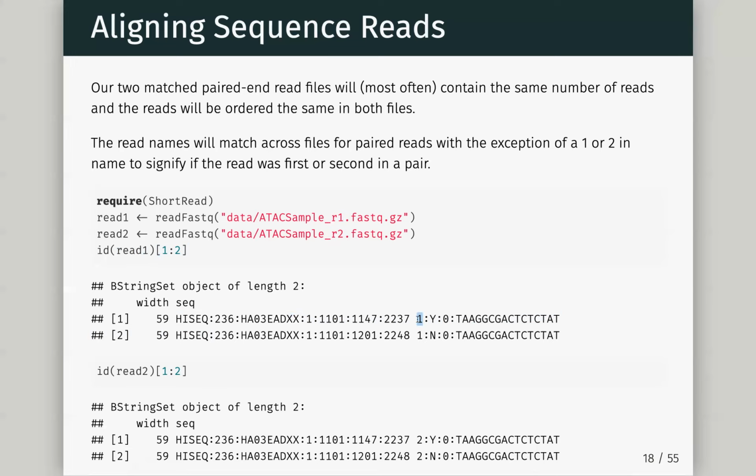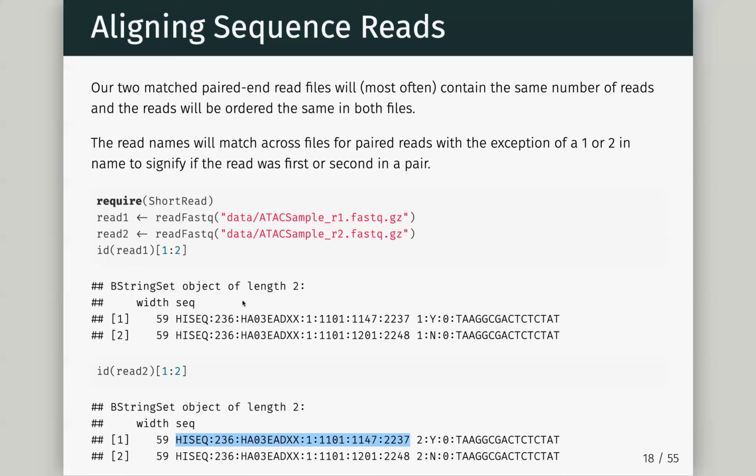And then here I've got this 1. If I look here, I've got the equivalent 2. And then this name here should match everything else in this file. Oh, sorry, in the first ID. So this ID and this ID match. That means they were paired.